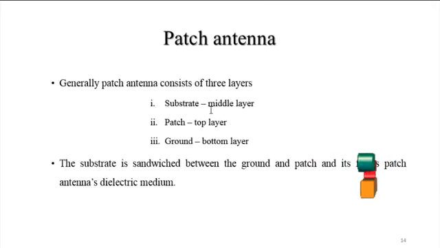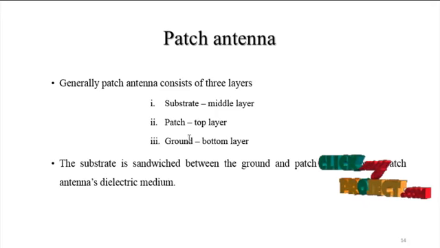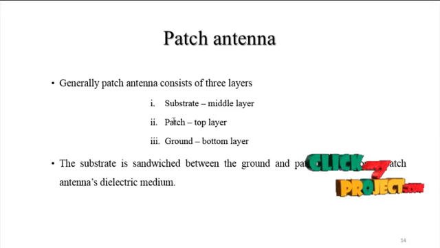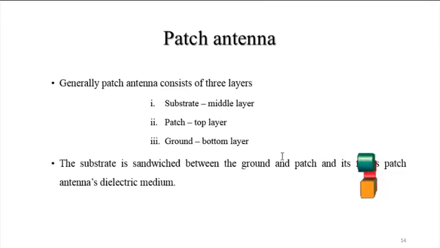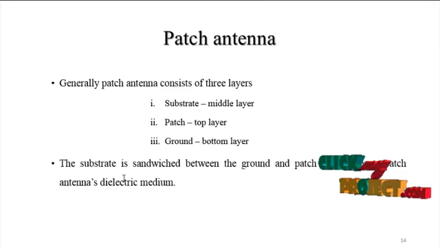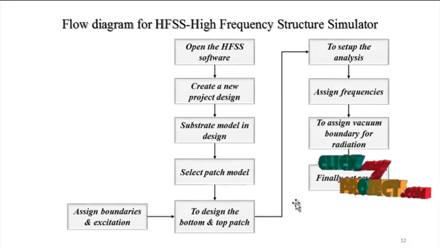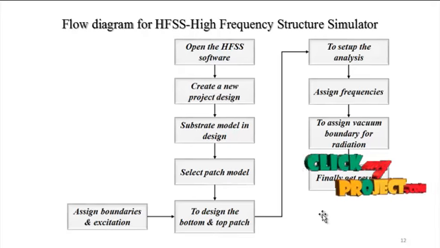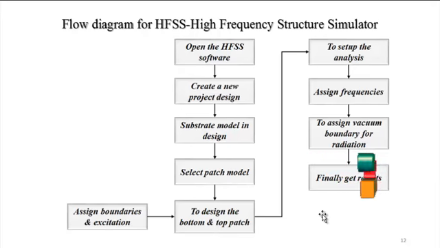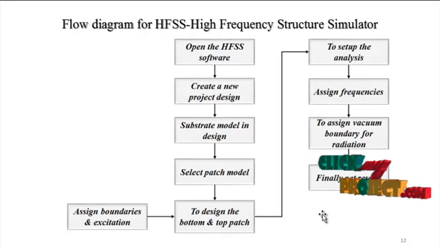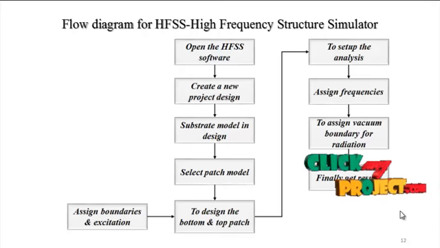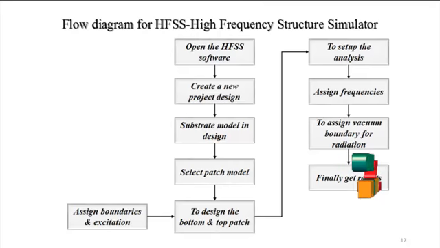Generally, a patch antenna consists of three layers: substrate, patch, and ground. The substrate is the middle layer, the patch is the top layer, and the ground is the bottom layer. So the substrate is sandwiched between the ground and the patch. It forms a patch antenna with a dielectric medium. Finally, we get the results as return loss, radiation pattern, VSWR, bandwidth, and the 2D and 3D dimensions of the radiation pattern. This is the overall flow diagram of the process.